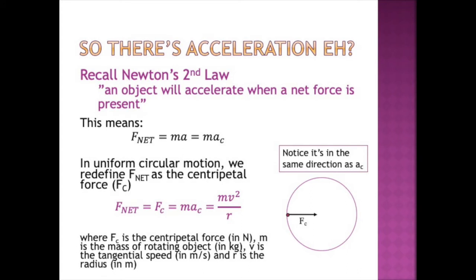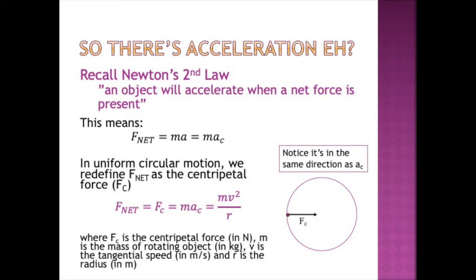Okay, so if we have an acceleration pointing towards the center of the circle, there has to be some sort of force pointing towards that because, again, Newton's second law states that an object will accelerate when a net force is present. So if we have a centripetal acceleration, there has to be a net force pointing towards the center of the circle. So let's go back and redefine Newton's second law. First, we know that F net is equal to ma, but now we have a different acceleration that we're playing with. We're playing with this centripetal acceleration, so let's substitute that in as a_c.